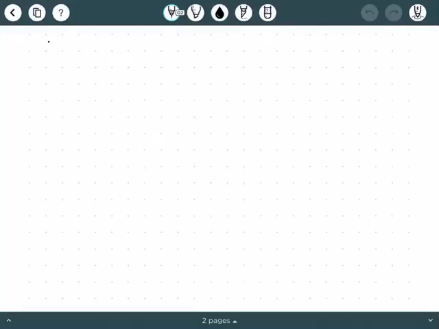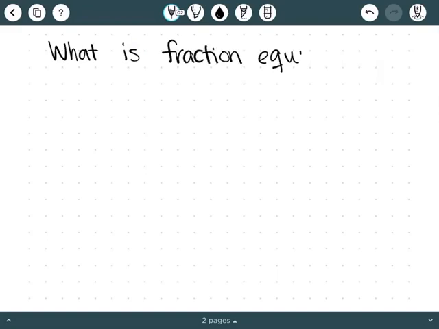So today the question is, what is fraction equivalence? You have probably heard of fraction equivalence before. Equivalence means two things that are equal or equal in value to one another. You may have been taught something that looks like this.